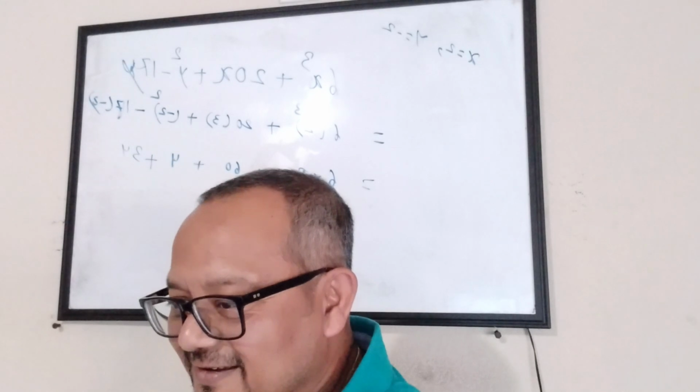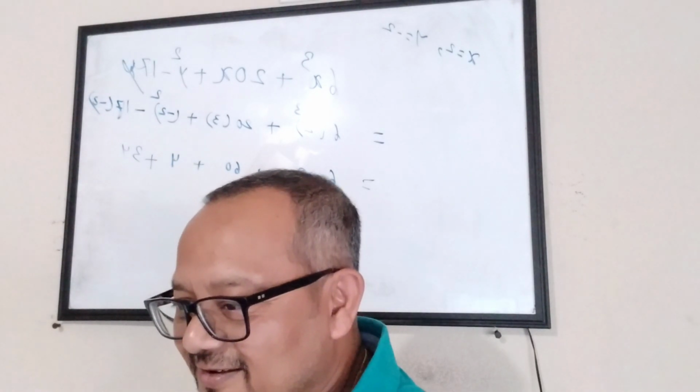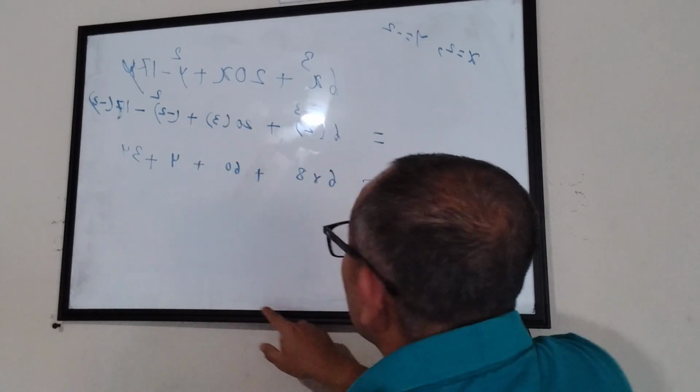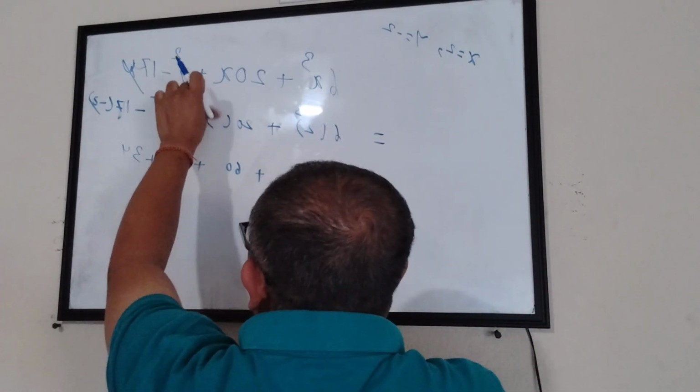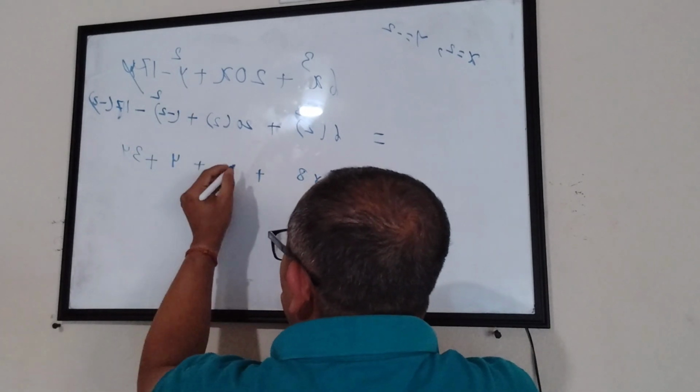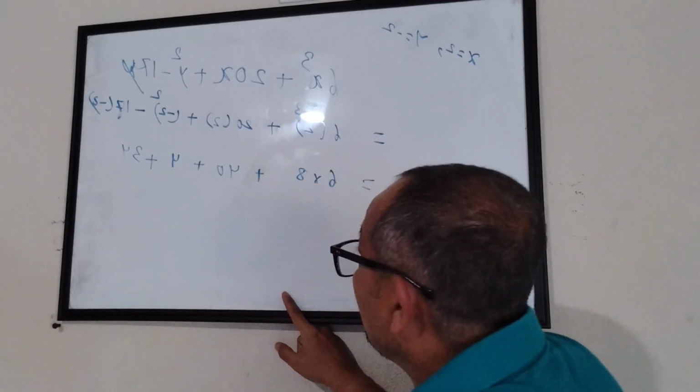Sir, it's 2, not times 3. It's 20 times 3. It's a power of 3. Okay. Look, sorry. Yeah, you're right. See, that means you are paying attention. Thank you.